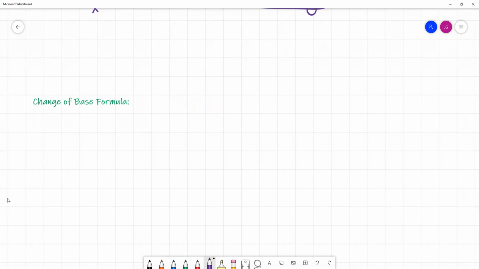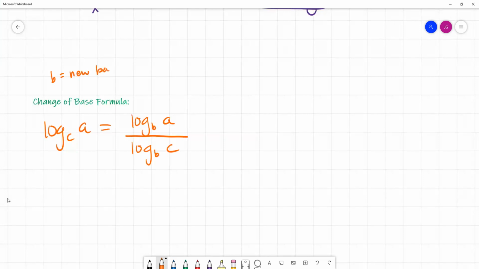So here's the formula. Here's the generic one, and then we'll write one that is going to be more useful to us. Generically, it's going to be log base c of a. If I have some log with base c and I have a as the input, then I can choose a new base, let's say b, and so that'll be log base b of a divided by log base b of c. So you can think of b as the new base, the base that we want.